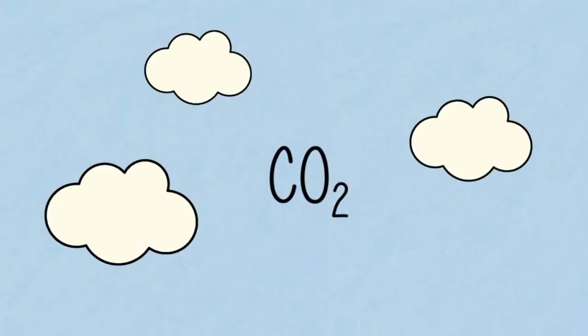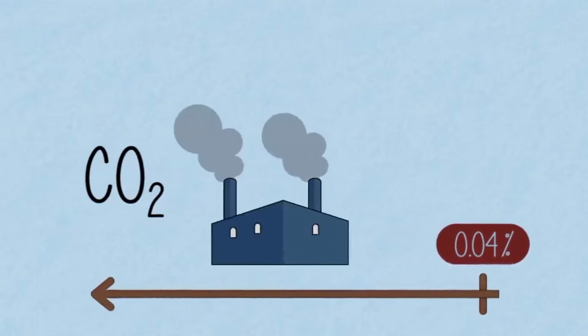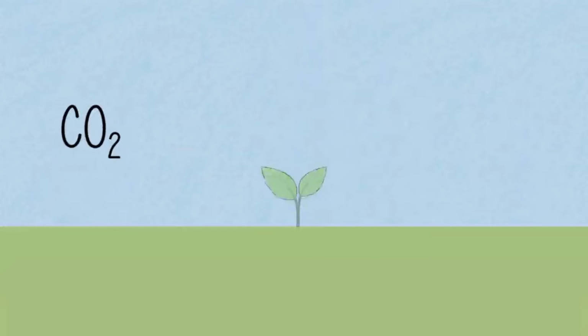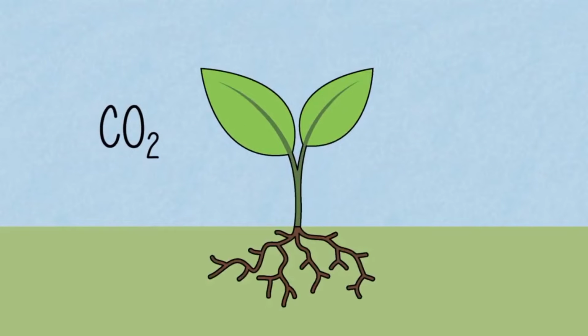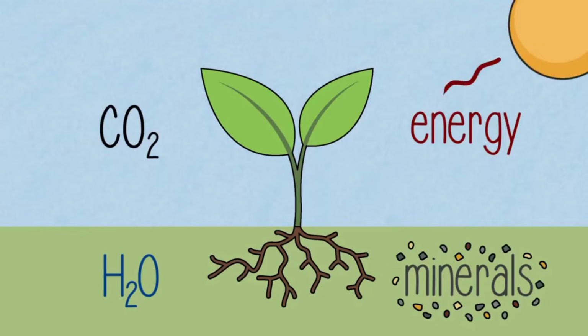Do you know how much there is of it in the air? Well, the air contains nearly 0.04% carbon dioxide. But hundreds of years ago, before we started using fossil fuels, it was only 0.028%. Not much, you might think, but enough to enable plants to build up all the structures they need with a little help from the water and minerals they take up from their roots and energy from the sun.